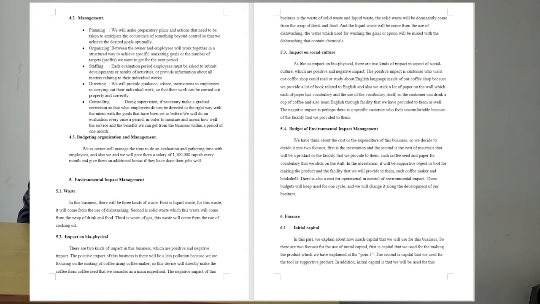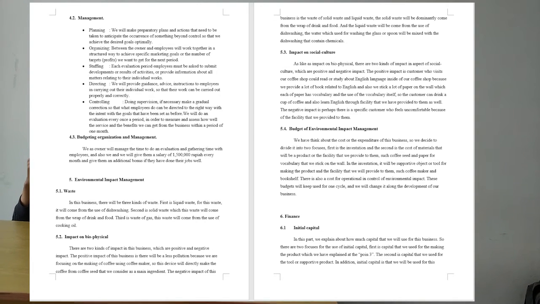In this installation, it will be supportive objects or tools for making the product, and the facility that we will provide to them, such as the coffee maker and bookshelf. There is also a cost for operational in control of environmental impact. These budgets will be used for one cycle or one period, and we will change them along the development of our business.